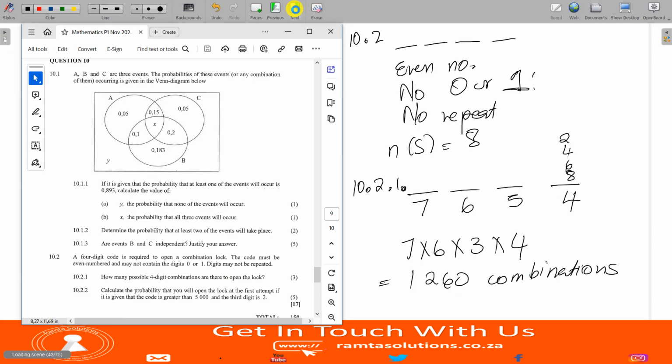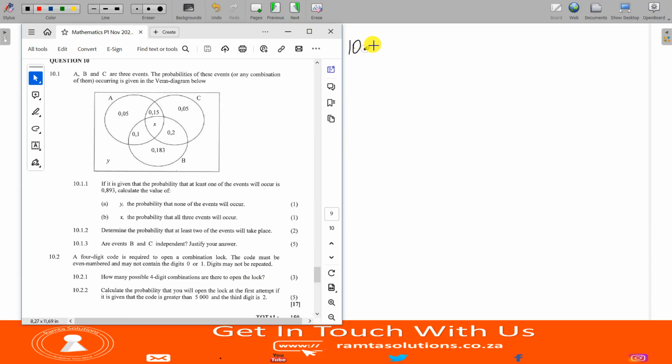Now, 10.2.2, calculate the probability that you will open the lock at the first attempt if it is given that the code is greater than 5,000 and the third digit is 2. Greater than 5,000, in addition to the statement that the third digit is 2. This is very, very interesting. So, remember, these numbers are starting from 2, 3, 4, 5, 6, 7, 8, 9.